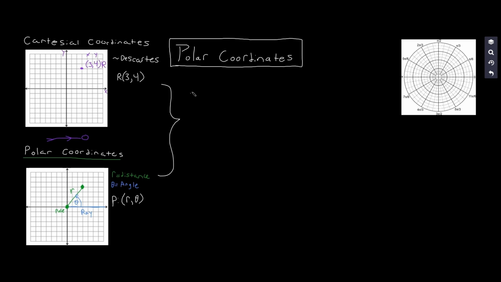Let's try to connect these two mathematically. The rectangular coordinates are (3, 4). The polar coordinate system uses r, theta. So we're at (3, 4), and let's say I drop a vertical line from (3, 4) down to the x-axis. I'm going to drop a vertical line from our point to the x-axis.